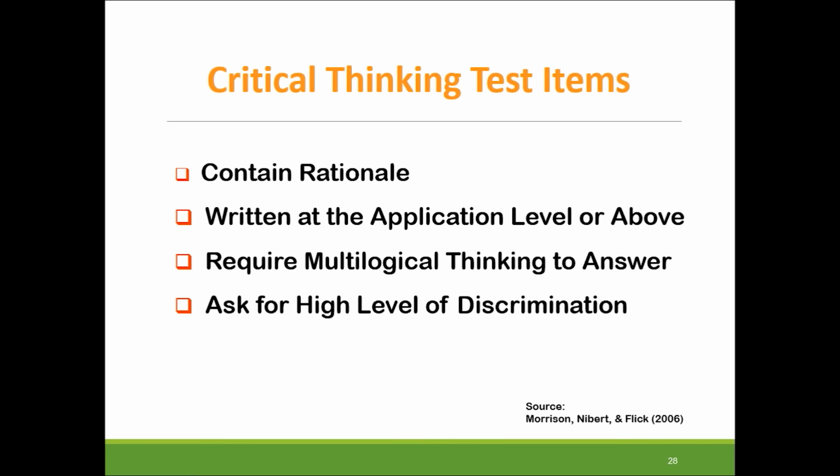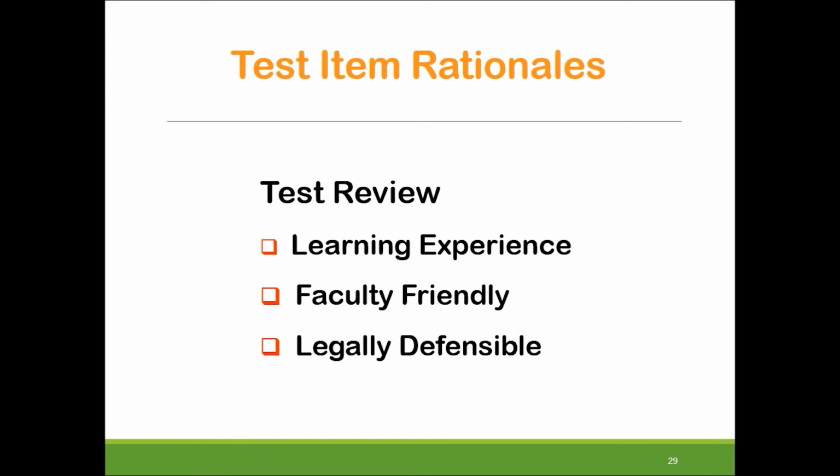So these four areas, I would encourage you to commit to memory to some extent, so that every time you're writing a test item and you're striving to make sure that it's really looking for students' critical thinking abilities, you've got these components represented: that you've done a good job with including a rationale, you've written that, you've made the question certainly at the higher end of the taxonomy, you can literally see multiple facts involved, you can identify the multilogical type of thinking that's required to answer, and you've certainly asked for high levels of discrimination. So how do you do all of this?